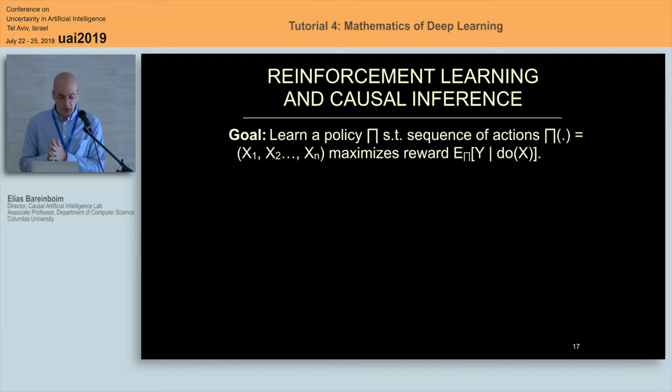The goal of both, or could be, is that we would like to learn a policy pi such that we have this sequence of actions that it returns, let's call it pi, returns x1, x2, and xn, that we are trying to maximize some reward. I write this as E sub pi of Y given do X. Notation is tricky, but this pi here is the one that is giving the value to these variables X.